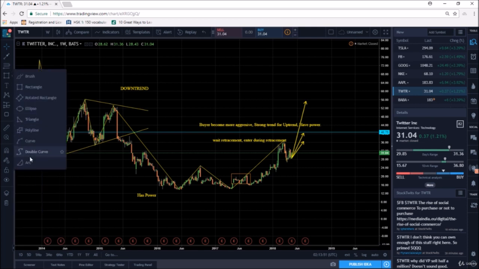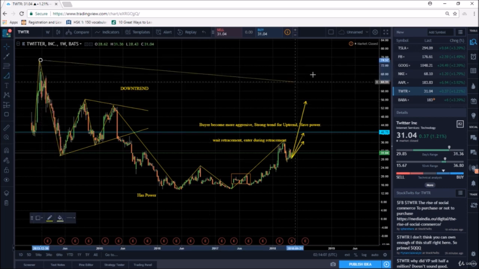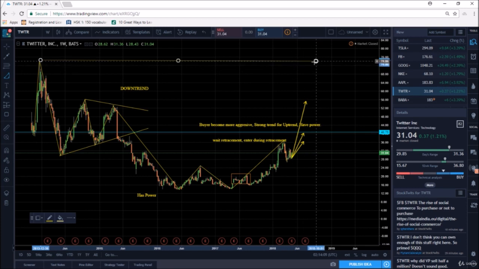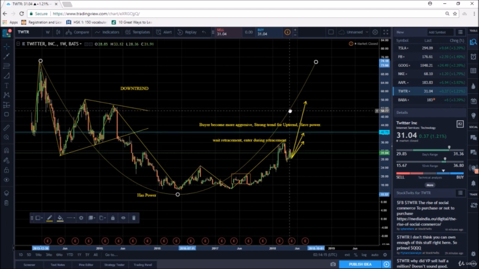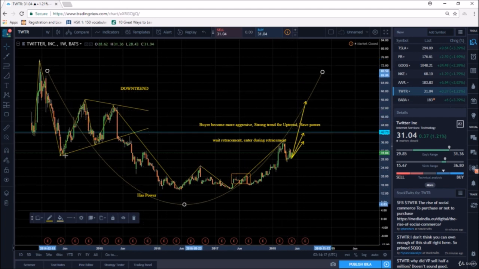You can see that this is a cup pattern in formation, right? A cup pattern is in formation.